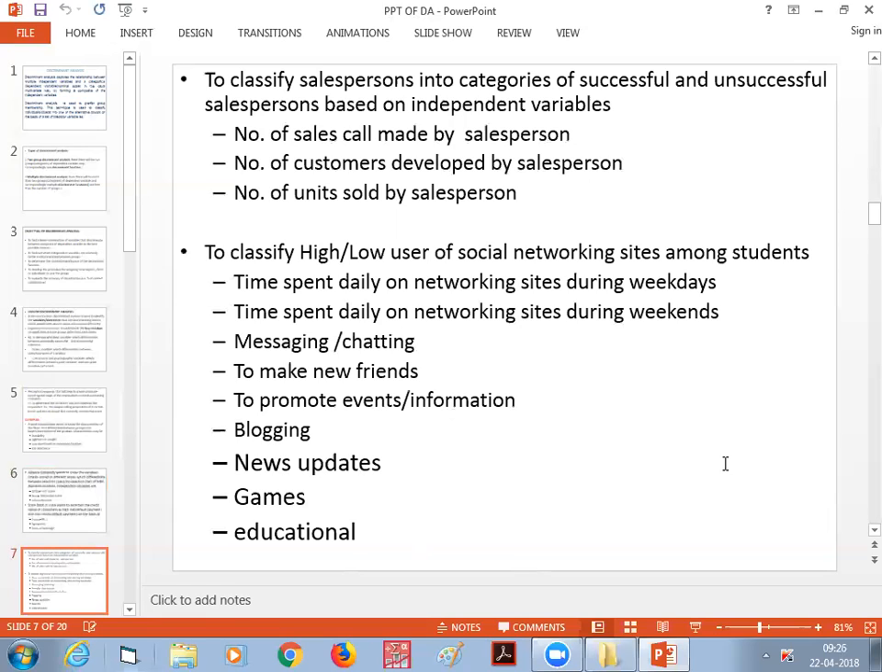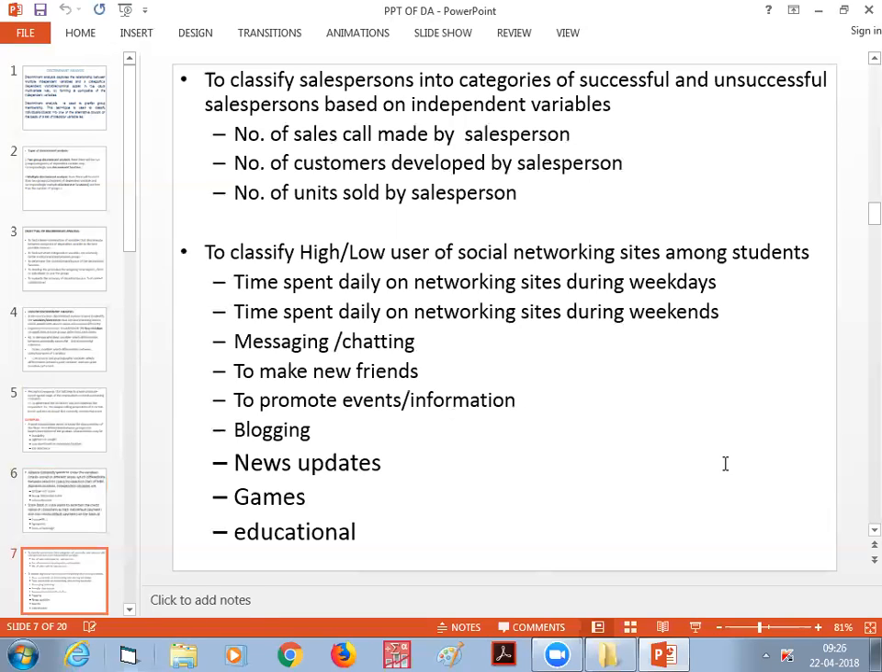Similarly, the most important, the last one I gave as an example: the high user of a social networking site, internet, and low user. Time spent on the networking site during weekdays and weekends, for different purposes: messaging, making new friends, promoting events, blogging, news updates, games, education, etc. All these variables will help you classify a person into one of the categories. Which one will influence more to become a high user of a network?